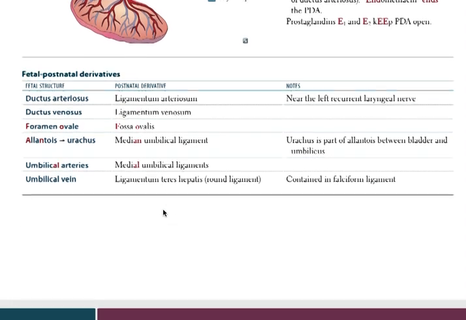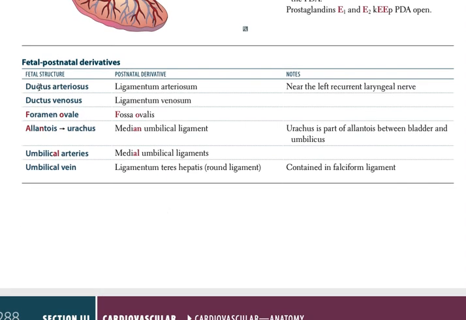Next, the fetal postnatal derivatives. The fetal structure is the ductus arteriosus. Its postnatal derivative is the ligamentum arteriosum, which is near the left recurrent laryngeal nerve. The postnatal derivative of the ductus venosus is the ligamentum venosum. For the foramen ovale, the postnatal derivative is the fossa ovalis.